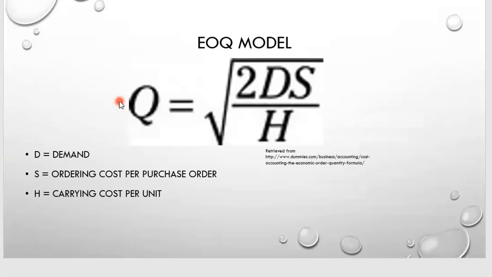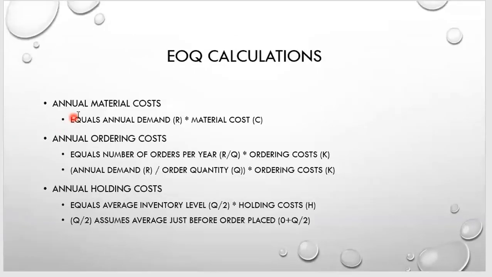So this is the EOQ model. It looks kind of complicated, but it's not that bad. Q, which is your EOQ, equals the square root of 2 times your demand times the ordering cost per purchase order divided by the carrying cost per unit. You put all that together, and that gives you an EOQ. So with those other calculations that we had here, this number is the optimal order quantity. You include this with these 3 values, and that gives you a bunch of data that we're going to use to determine inventory in general.